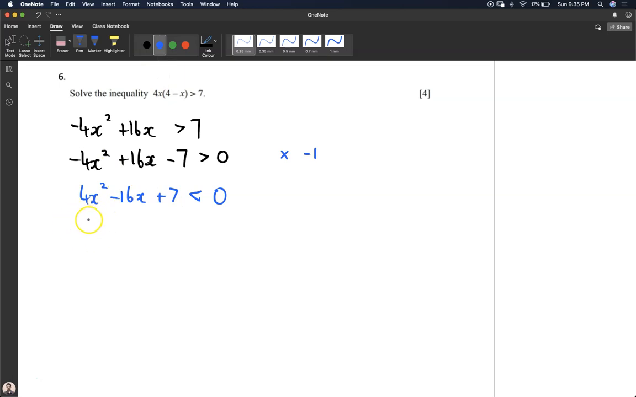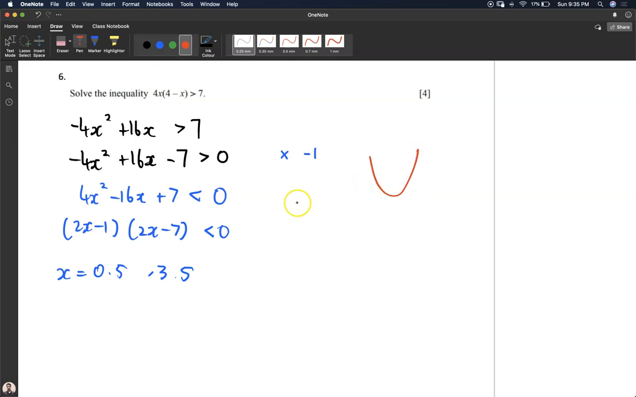And then I do the factorization. When I factorize, I'm going to get 2x minus 1, 2x minus 7. But again, you can still factorize this without doing this yet. Alright, so I'm going to get x equals 0.5 and 3.5. So this is where you have to look at inequalities. As I mentioned in the first question, whenever you have quadratic inequalities, you cannot give your answers like this. So refer to your graph, sketch it. There are two intersections, so make sure you have two intersections.